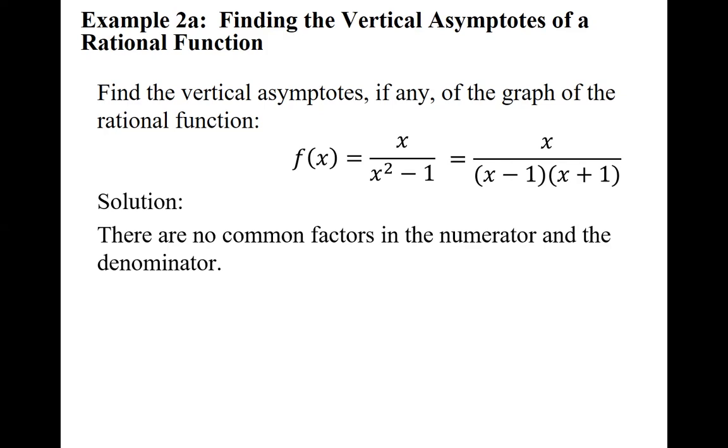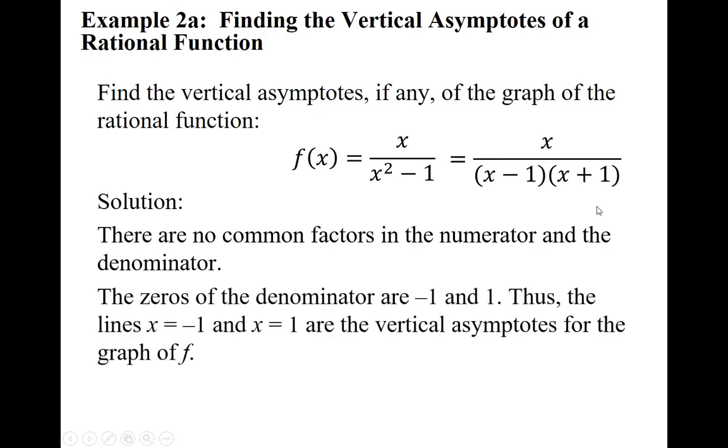Again, if you need some review material on factoring that you're expected to know, please reach out. We can see here that the values that make the denominator 0 in this factored form are plus 1 and minus 1. x minus 1 equals 0 gives us x equals 1. x plus 1 equals 0 gives us x equals negative 1. So negative 1 and positive 1 are the vertical asymptotes.